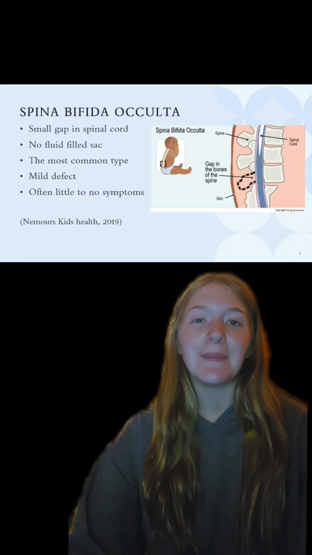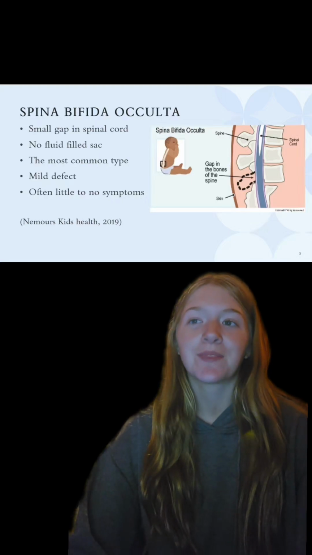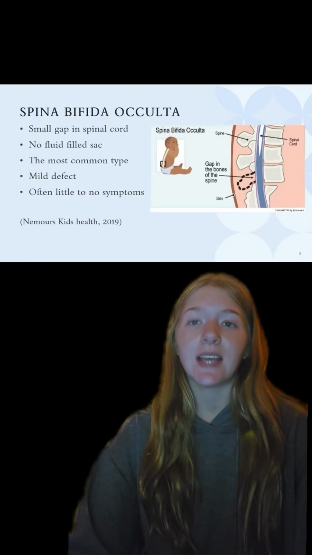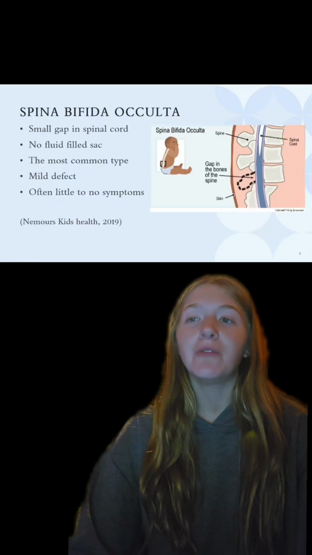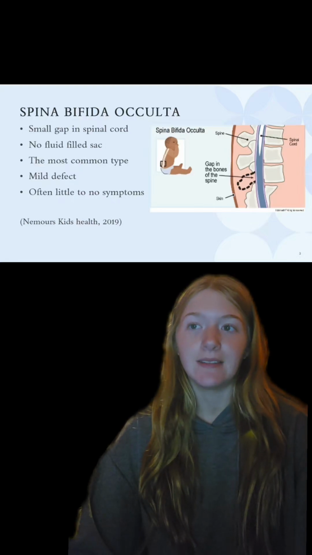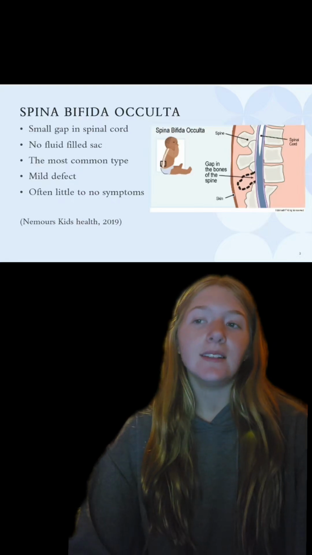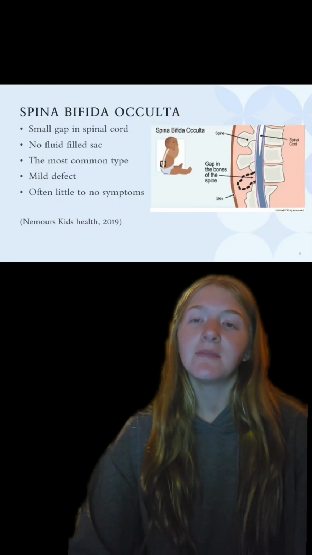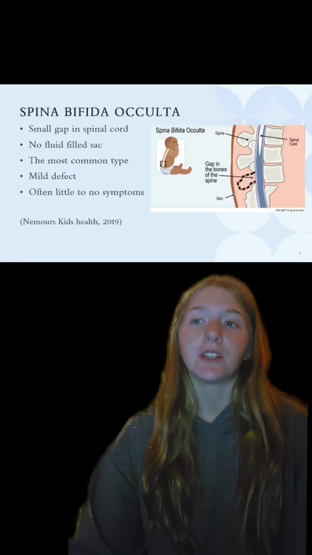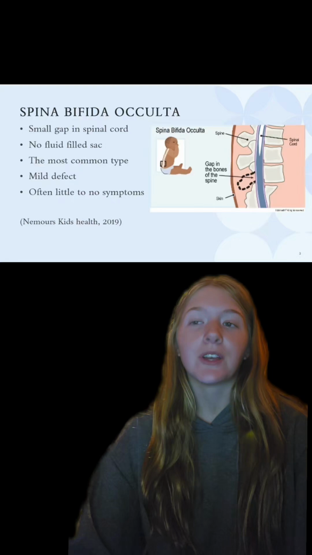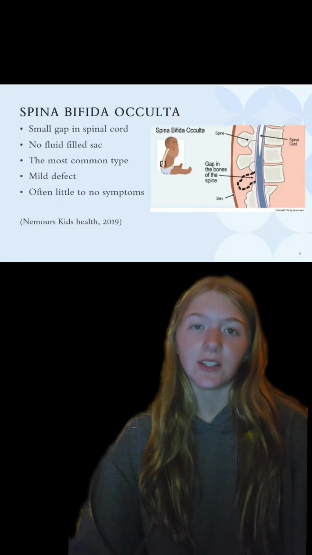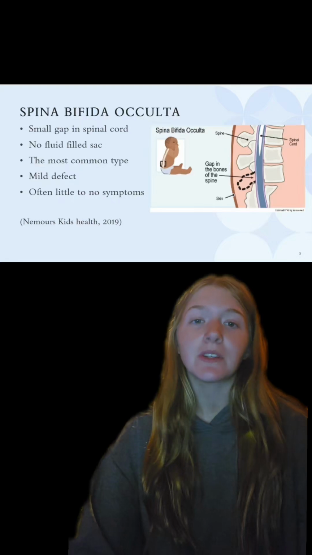The most common type is called spina bifida occulta. This is considered the least severe type, and this is when there is a small gap in the spinal cord, but no fluid-filled sac is formed on the outside. This is considered a mild defect, and there are often little to no symptoms. Some of the common symptoms that do occasionally occur is back pain. Patients with spina bifida occulta are often diagnosed in late childhood or even adulthood since the symptoms are so minimal.